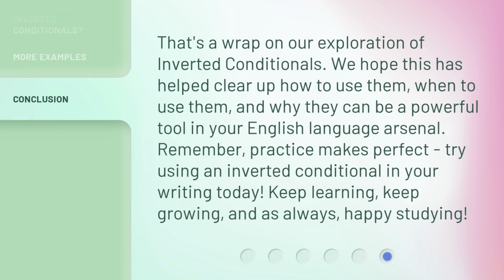That's a wrap on our exploration of inverted conditionals. We hope this has helped clear up how to use them, when to use them, and why they can be a powerful tool in your English language arsenal.